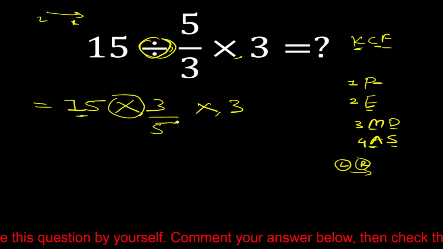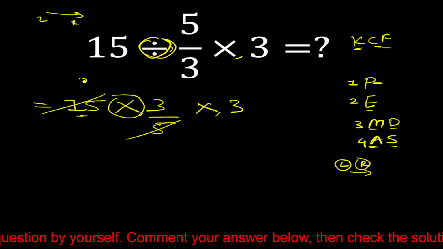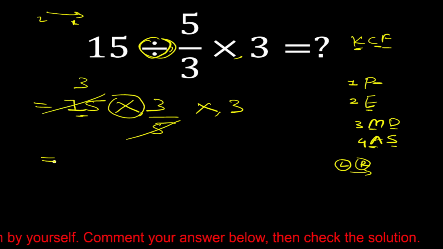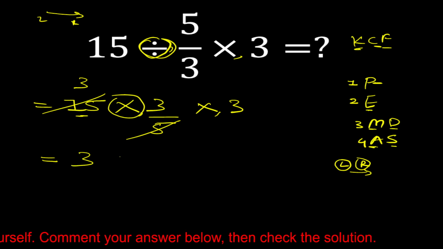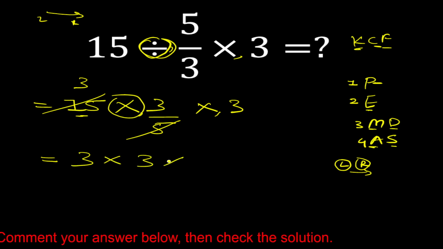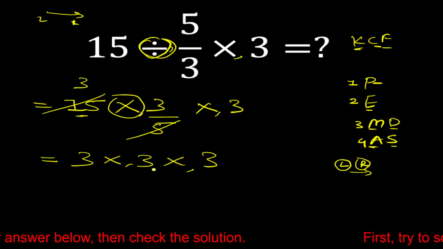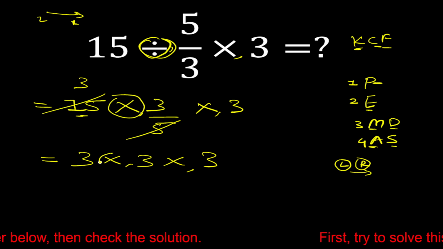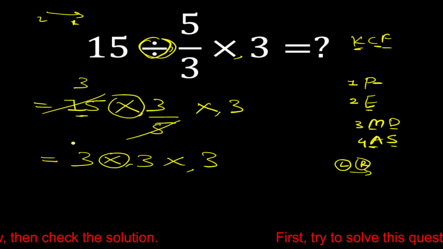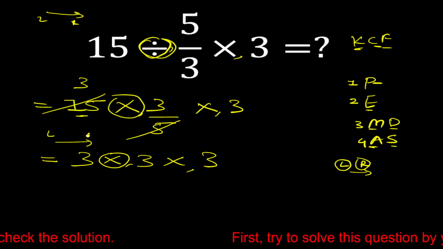Okay, cancel this 15 by using this 5. So here is 3. Now 3 multiply 3 multiply 3. Here is multiplication and also here is multiplication. So first we have to solve this multiplication because both have equal priority. So we have to solve it from left to right.